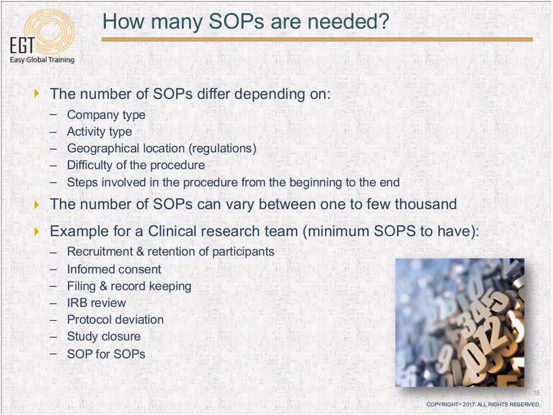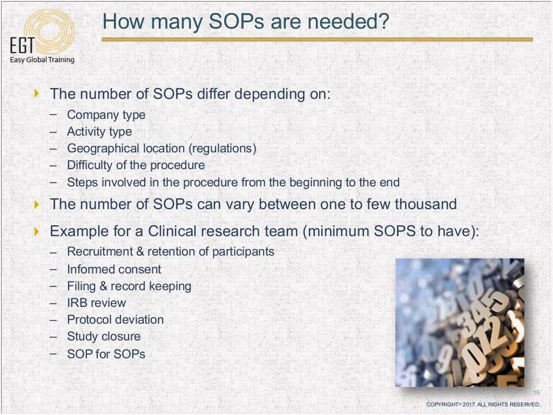The number of SOPs that you need for your company differs depending on the type of company, the activity type, also on the geographical location of the company, which affects regulations depending on which regulatory body you need to follow, difficulty of the procedure, and finally steps that are involved in the procedure from the beginning to the end. The number of SOPs can vary anywhere between 1 to a few thousand depending on the factors I just mentioned.